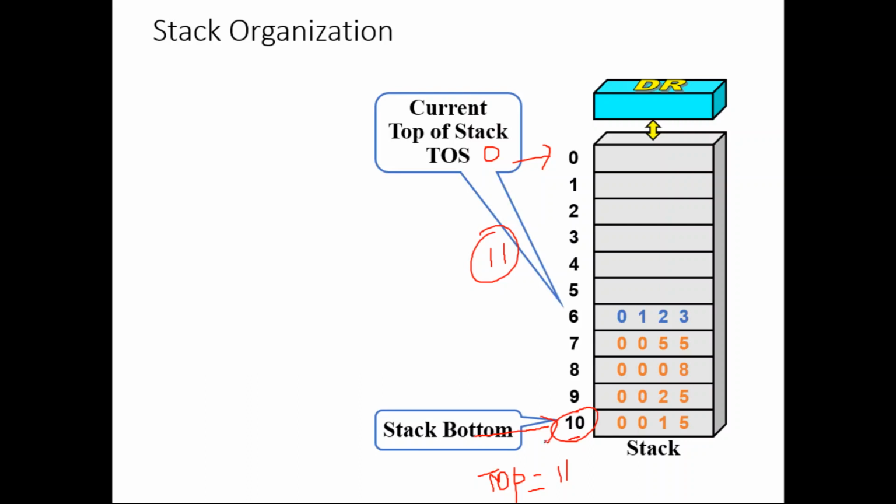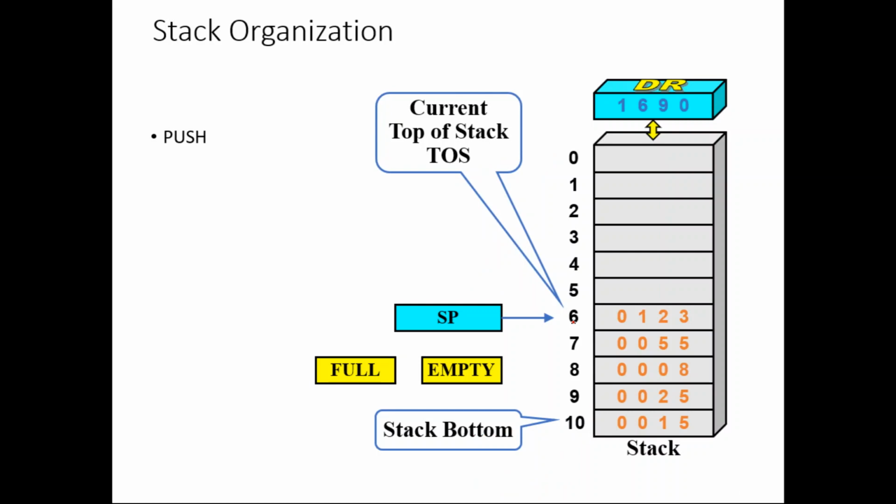This is the bottom of the stack. If already 5 elements are there, then this is the current top of the stack. The stack pointer is pointing to the current top of the stack. We know that the stack is a LIFO data structure, last in first out. That is, the data that entered last will be the one that comes out first.